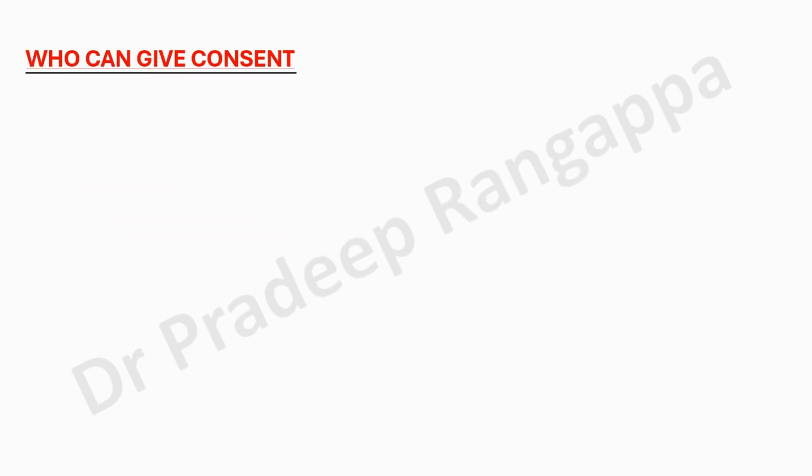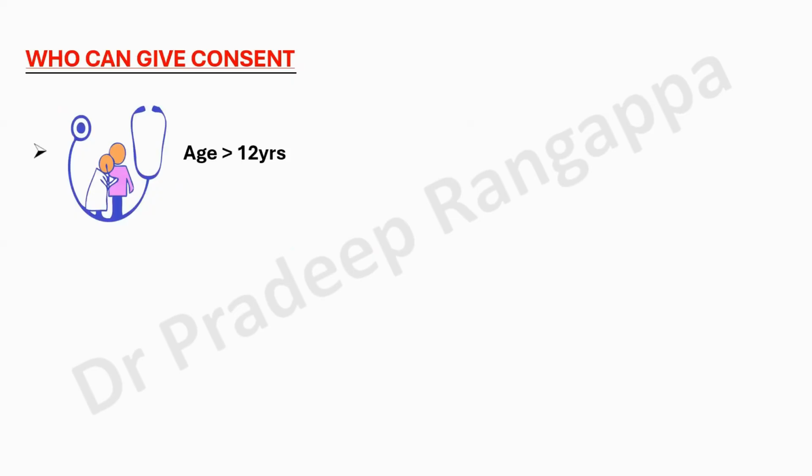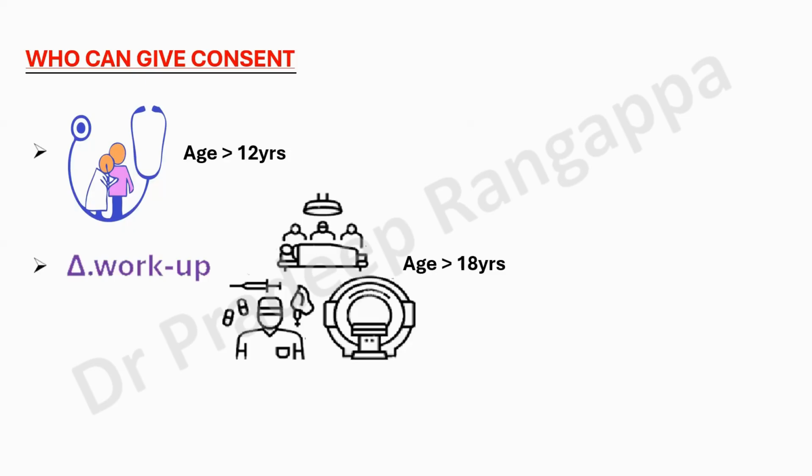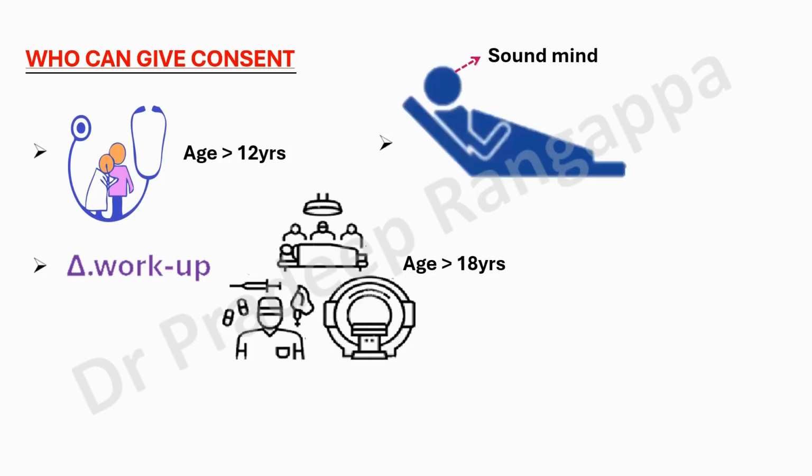Then the question is, who can give consent? Those above age 12 can give consent for clinical examinations. They can consent to being clinically examined. But for diagnostic workup and any interventions, age has to be more than 18 years. Again, the eligibility criteria are that the patient should be of sound mind, and he or she should be able to give the consent not under threat or fear, and there should not be any sedation on board, or any psychiatric disability, when consent is being given.